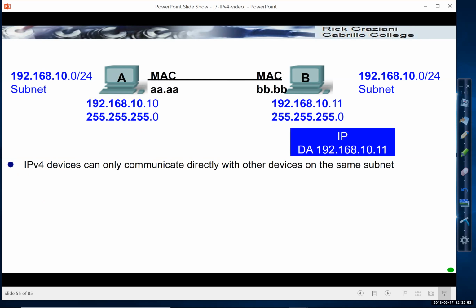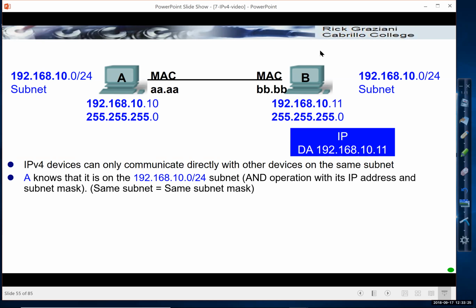So if computer A here has a packet with a destination address for computer B at 192.168.10.11, it has to figure out, are you on my network? Because remember, I've got to encapsulate this in, let's say, an Ethernet frame, and that destination MAC address, I've either got to send it directly to you if you're on my network, or I have to send it to the default gateway. So how does A know if B is on its same network?